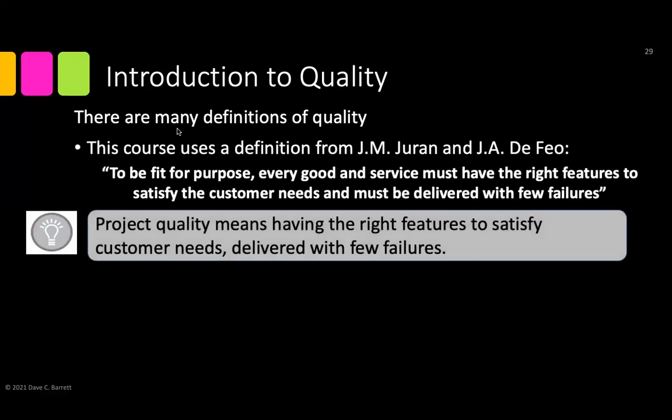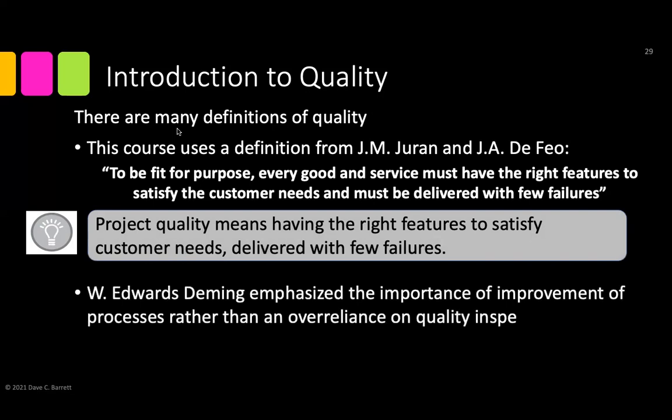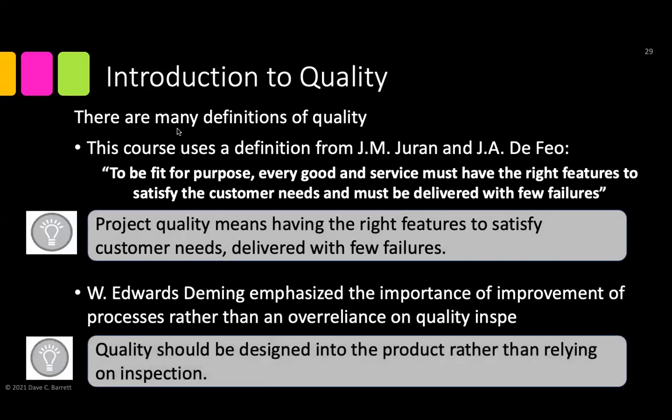So in a project, quality means the right features to satisfy customer needs, and with limited failures. We will have failures, but it's fine. All right. So Edward Deming said that we need to improve the process. All right. The quality should be designed into the product rather than relying on inspection. It means we should be working on flawless projects or products instead of checking if they are right or not. By definition, things should be good.